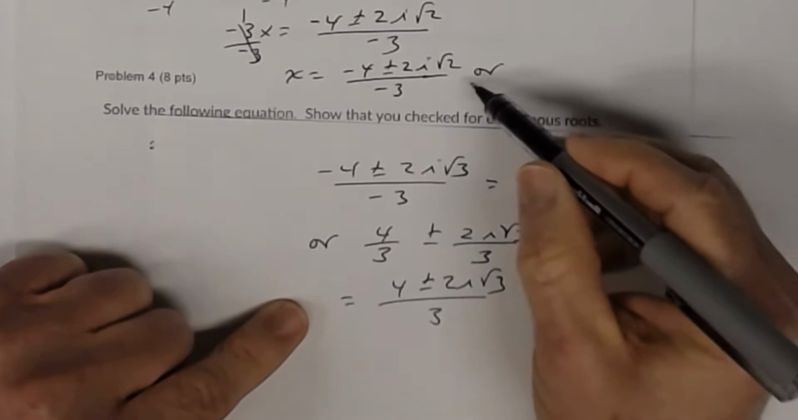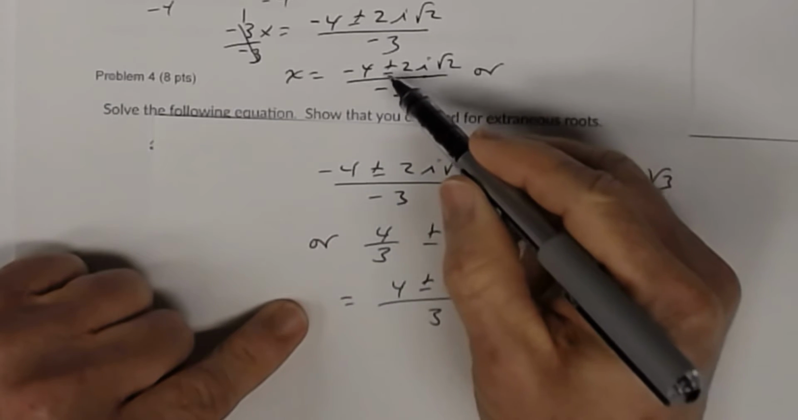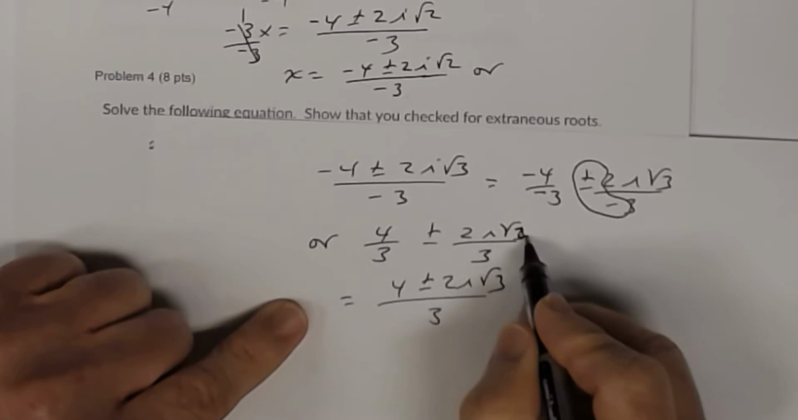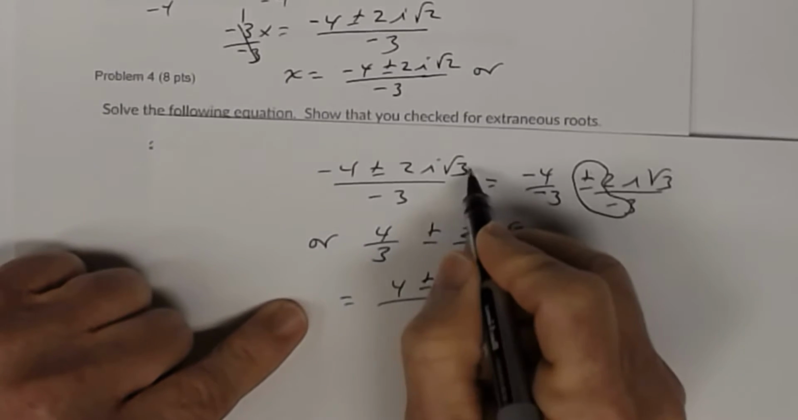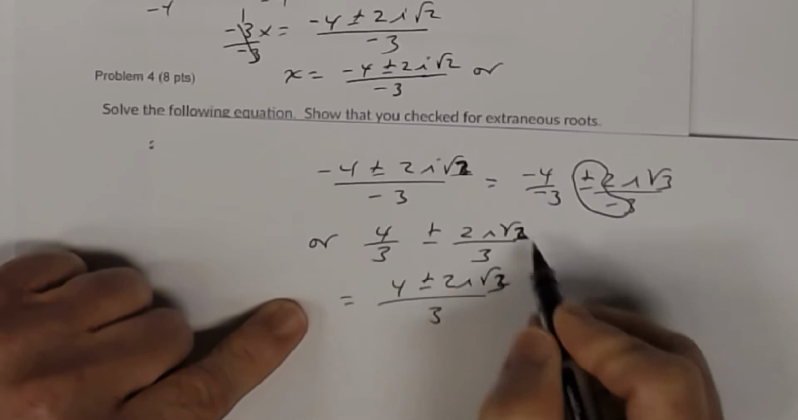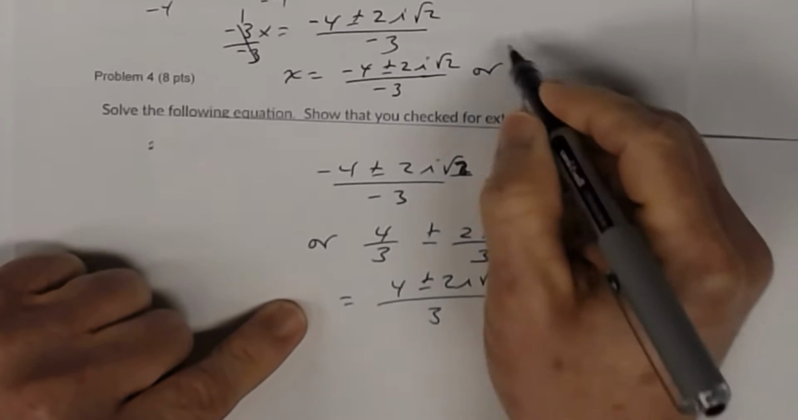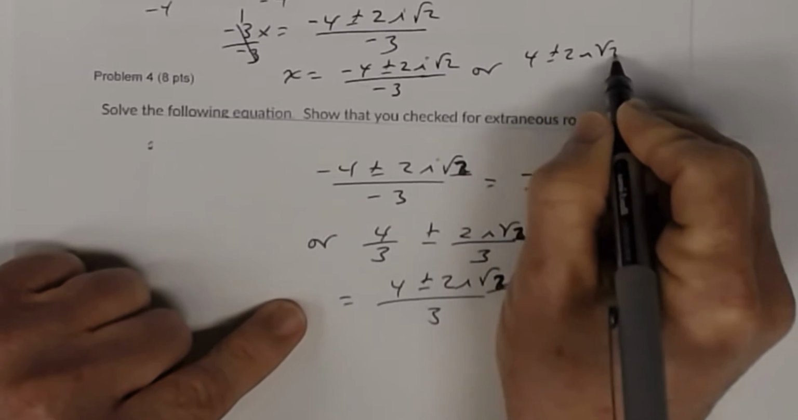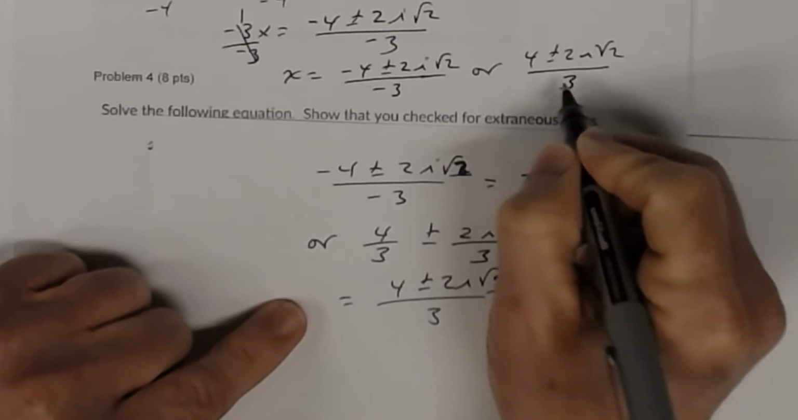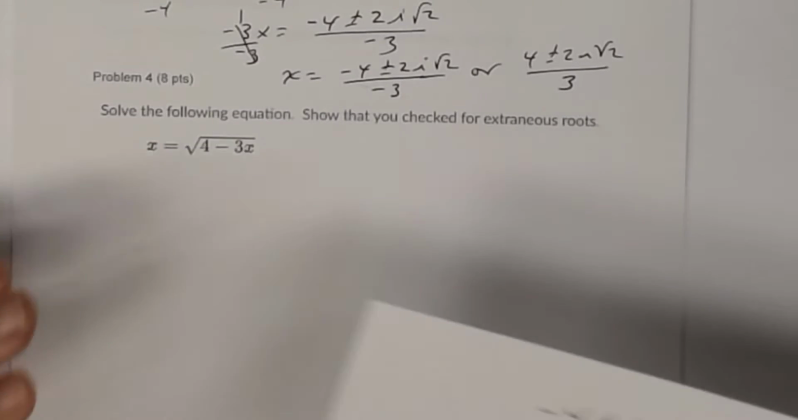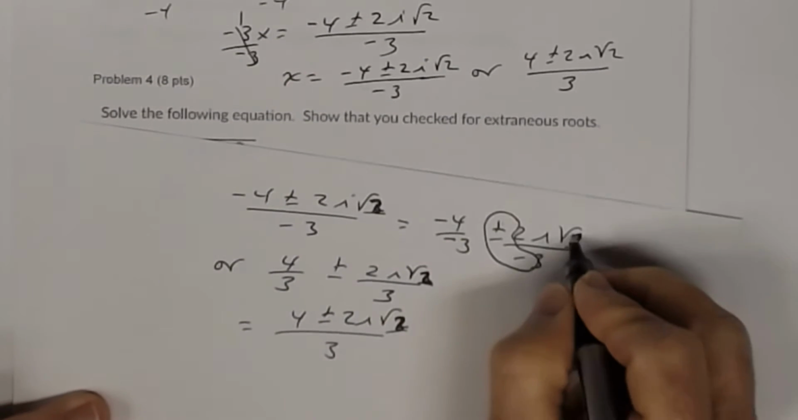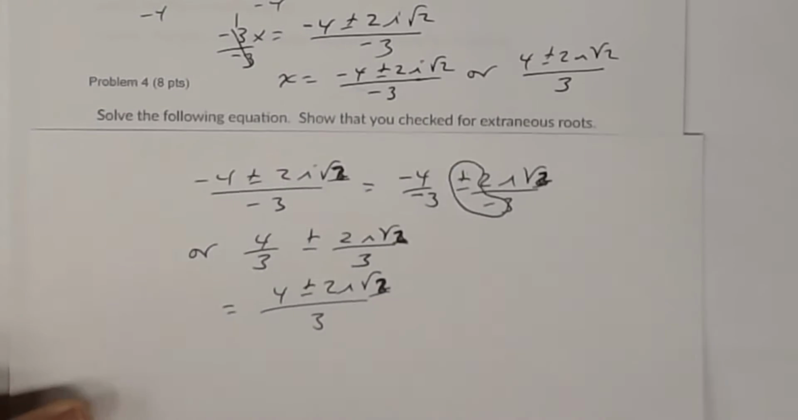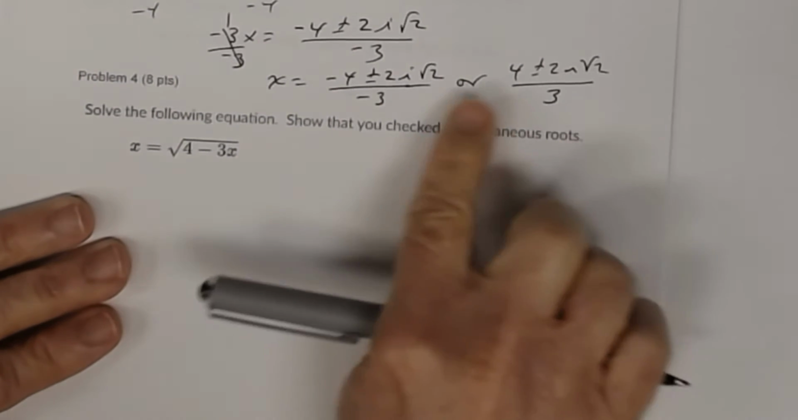So this right here, negative 4 plus or minus 2i square root of 2 divided by negative 3, that's supposed to be square root of 2 right here, excuse me. That's the same thing as saying 4 plus or minus 2i square root of 2 divided by 3. Okay? All right, so remember, I put square root of 3, but I meant square root of 2, each of those spots. Okay, so that's that one.